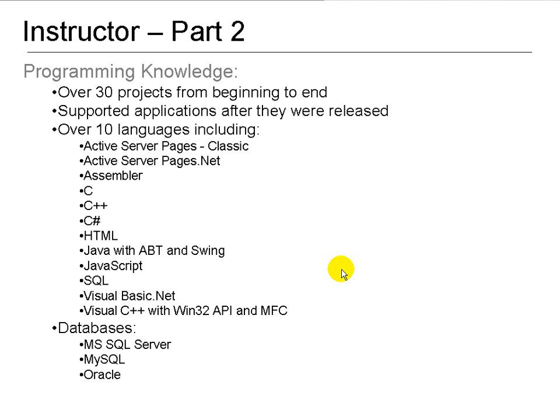Now, I know over 10 different programming languages. I know Active Server Pages Classic, ASP Classic. I know ASP.NET. I know Assembler, both 8088 and 68000. I know C, C++, C#, HTML, Java with the Abstract Windows Toolkit, AWT, actually, I spelled that wrong, and Swing. I know JavaScript, I know VBScript, I know SQL, I know Visual Basic .NET, and I know Visual C++ with the Win32 API and MFC. As far as databases go, I know Microsoft SQL Server, I know MySQL, and I know Oracle. What that means is I am a really geeky geek.